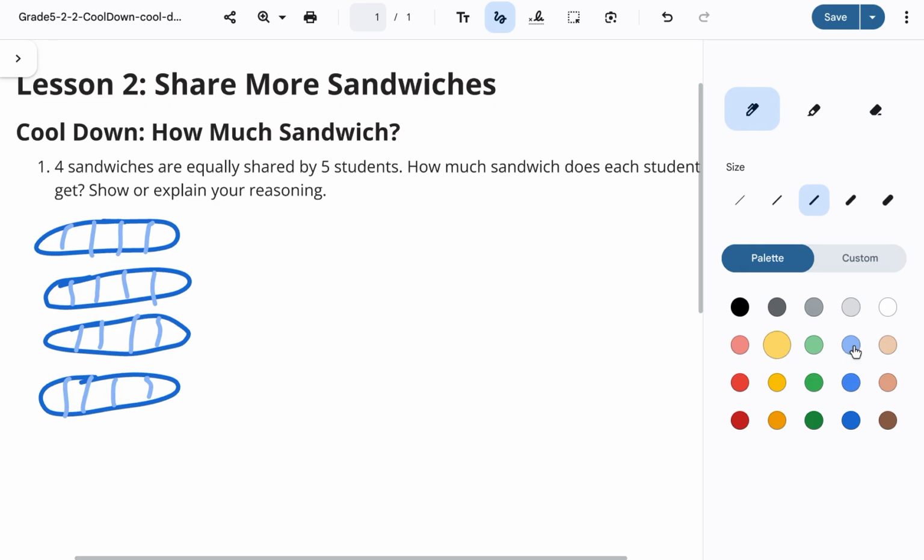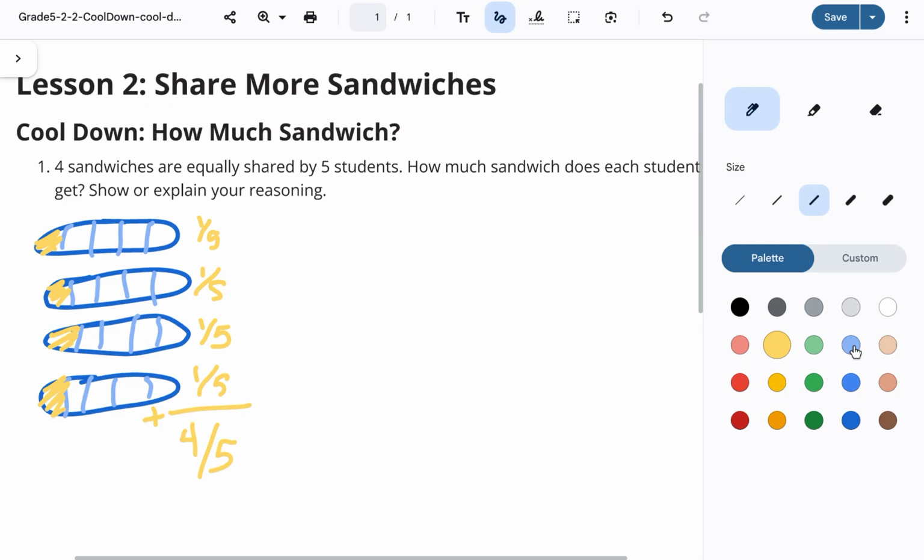All right, now, how many students are sharing these sandwiches? Well, 5 students are sharing these sandwiches. So student 1 is going to get a fifth here, a fifth here, a fifth here, and a fifth here. So the question is, how much of a sandwich does each student get? Well, if they're getting 1/5 of this sandwich, and a fifth of this sandwich, and a fifth of this sandwich, and a fifth of this sandwich, if we were to add those together, we notice that they have 1, 2, 3, 4 fifths, right? When we add 1/5 4 times, we have 4 fifths.